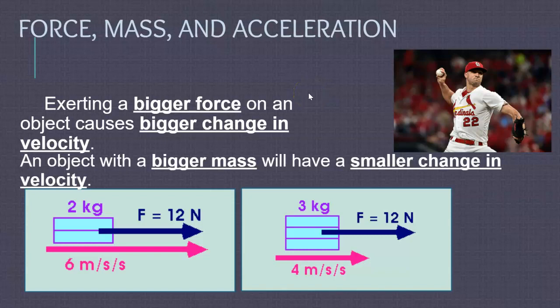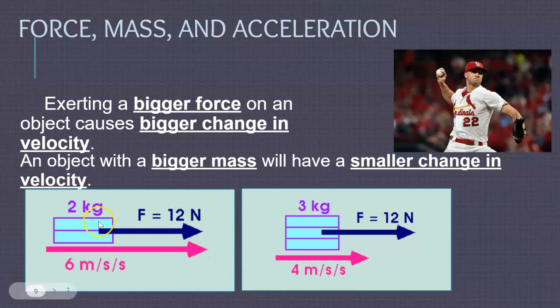So also when we're taking a look at these objects, exerting a bigger force on an object will cause a bigger change in velocity as well. So an object with a bigger mass will have a smaller change in velocity. And you can think about that if you have one textbook on the table versus an entire stack of textbooks. The stack that has the greater mass is going to take more force and be harder to move than the one single textbook. So it makes sense that for objects that are larger, it's going to take more force to move them, and therefore they will have a smaller change in acceleration.